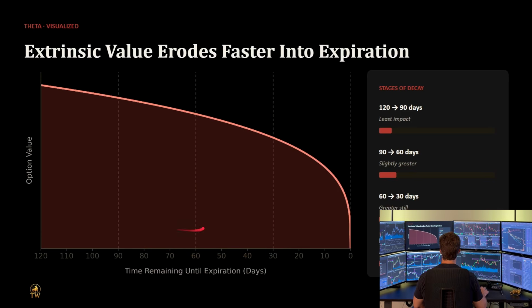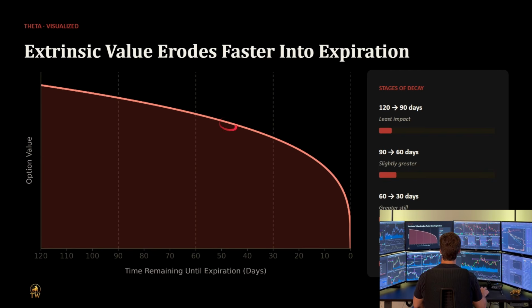So here's a great graph that shows exactly the rate of decline of theta. You can see that it is an exponential decline. So here we are out 120 days. Theta is moving pretty slowly. It's still eroding our position. You can think of this as the extrinsic value that we're looking at. So from 120 days to 90 days, theta has the least impact. From 90 to 60, it gets slightly greater. From 60 to 30, it's still getting greater. And the final 30 days are going to be the most rapid decline until it eventually hits zero.